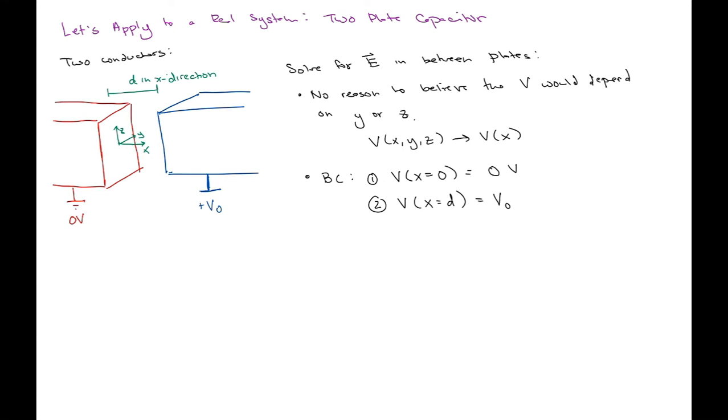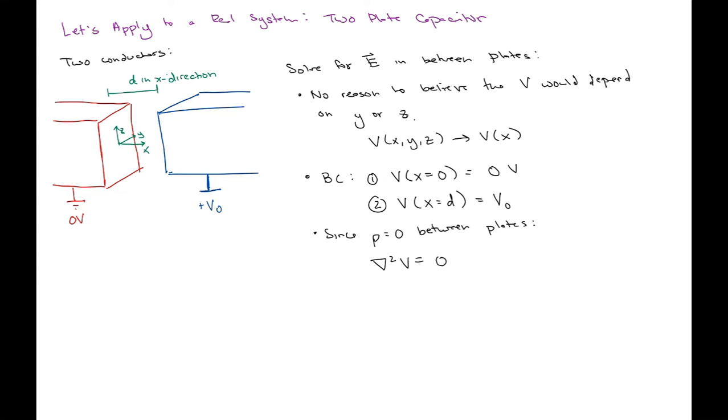Okay, and I also know, since rho is equal to 0, there is no free excess charge between the plates. In between the plates, the potential should satisfy Laplace's equation. Okay, so I've got a second order differential equation that's going to tell me what a general solution is, and then I've got some boundary conditions to give me a specific solution for this problem.